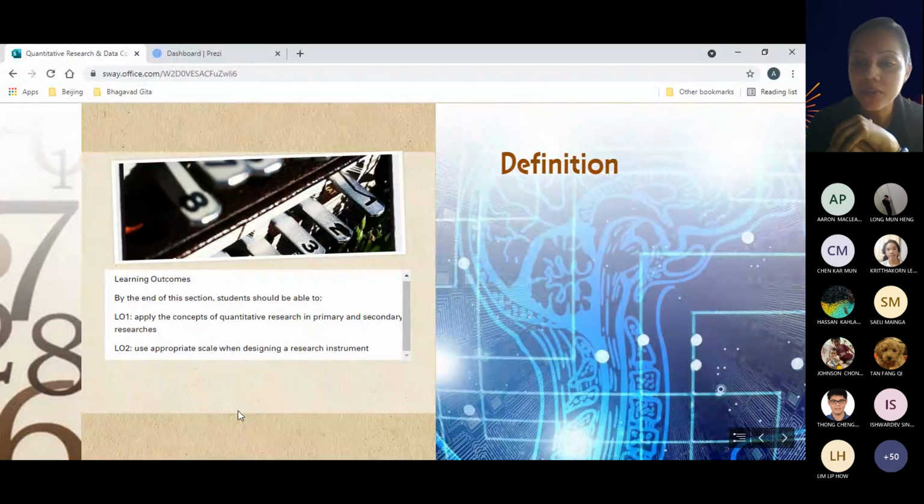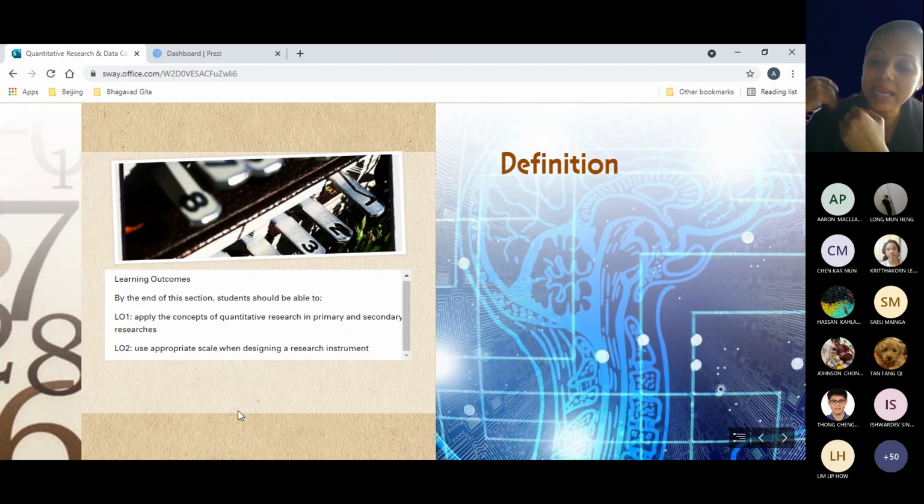Yes, there are a lot of instruments in research. What are other instruments that we could use? Interview questions. Interview is also an instrument. When you want to do observation, survey is actually the general way of collecting data.